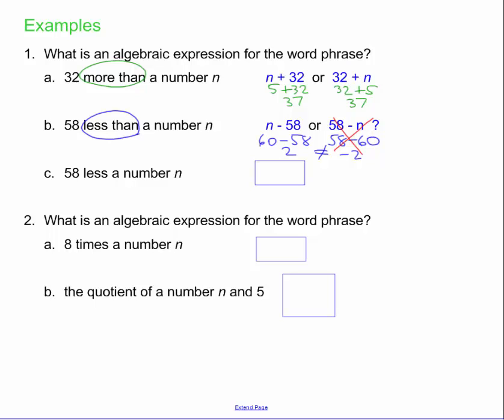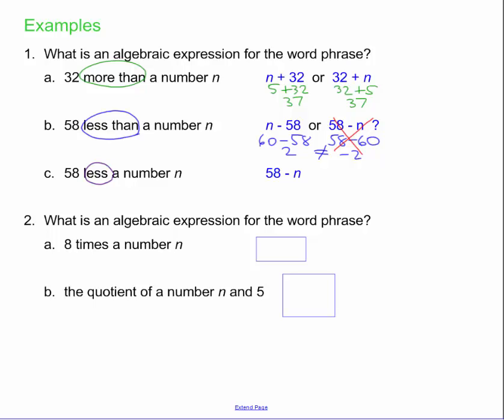How about example C? 58 less a number n. Yeah, read that carefully. It doesn't say 58 less than a number n. It says 58 less a number n. So when you see less without than, then it just means subtract. So in this case, we will get 58 minus n.